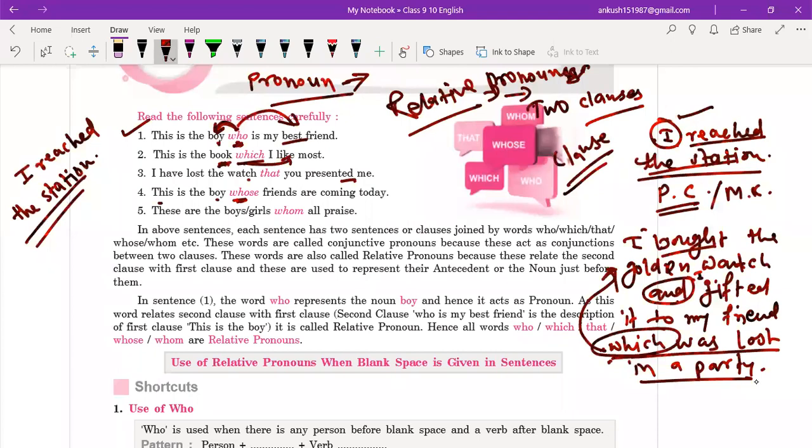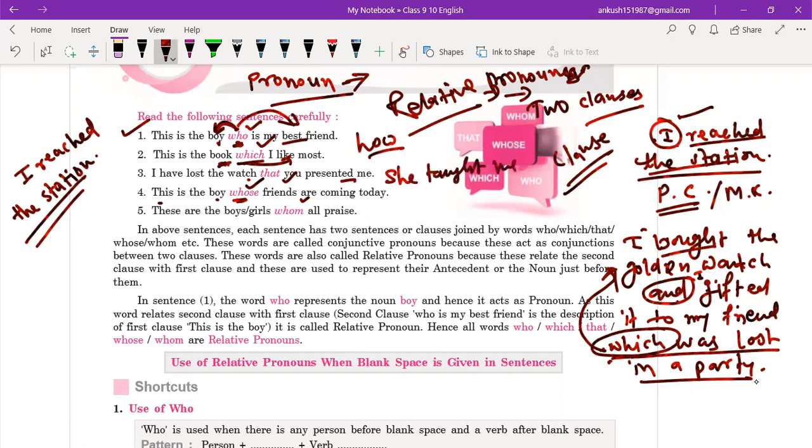Now, there is another aspect of understanding these relative pronouns, and that aspect is with which noun shall we use who, which, that, whose, whom. This is very, very important. Like, one relative pronoun is not given here, like how is also a relative pronoun.